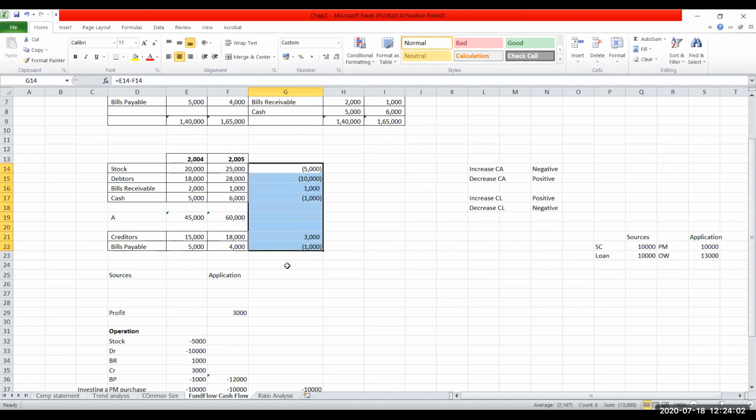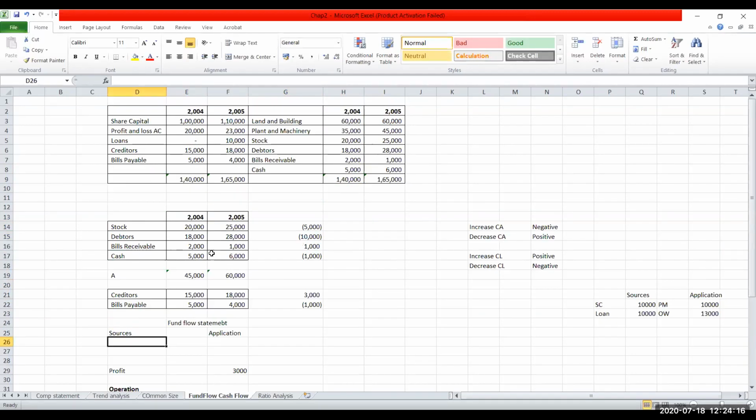So if I were to put that in a fund flow statement, let us assume that this is the fund flow statement. So what is the source of fund for me here? Sources of fund. So share capital, is it a source of fund for me? Yes, because last year it was only 1 lakh. This year it is 1,10,000. That means 10,000 has come to my business. That is my source of fund.